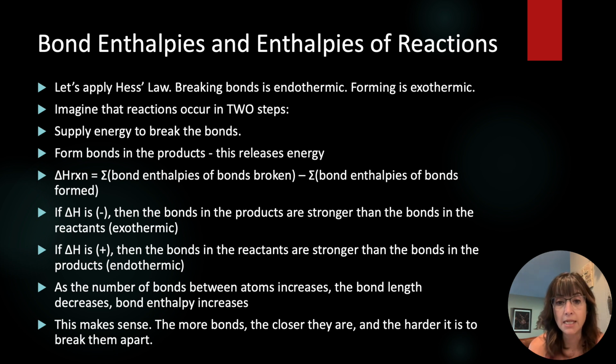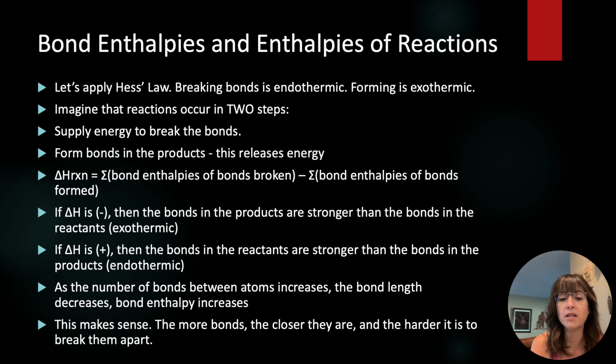So delta H is negative when the bonds in the products are stronger than the reactants. Think mathematically. If you're doing the bonds of the reactants minus the bonds of the products, how are you going to get a negative value? Well, you need to be subtracting a bigger value. So if the bonds in the products are stronger, it's going to be negative. If the bonds in the reactants are stronger, it's going to be positive. It's going to take more energy to break than you're getting when they come together.